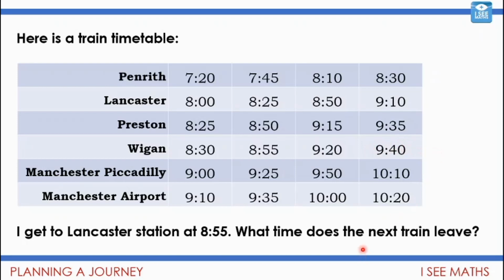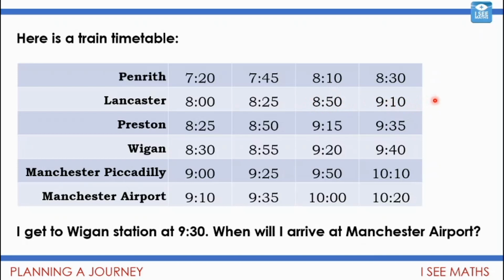I get to Lancaster Station at 8:55. What time does the next train leave? Pause the video. Okay, let's have a look at all those. So 8:55. Oh, so I won't quite have got the third train. I'll be on the fourth train, and that leaves at 9:10.